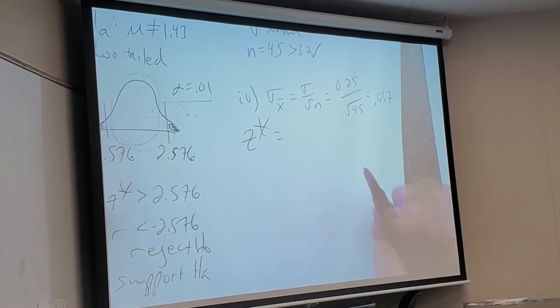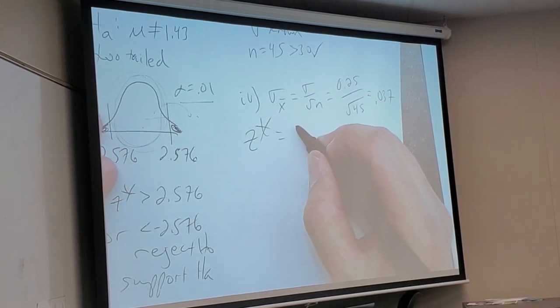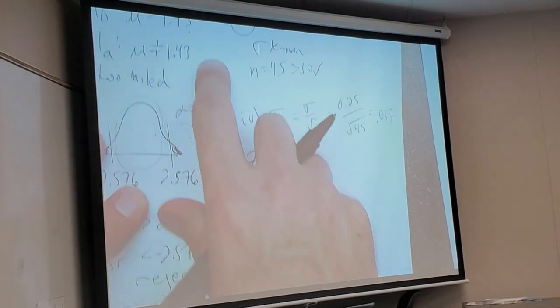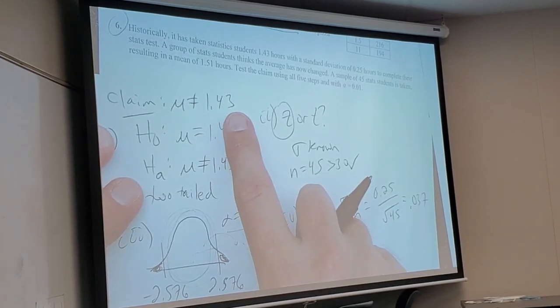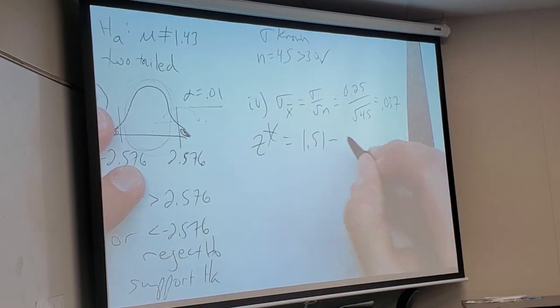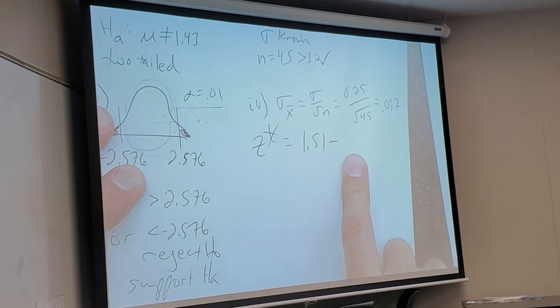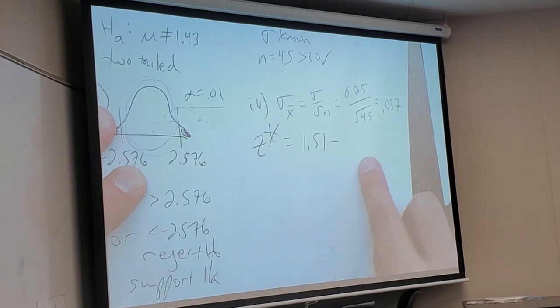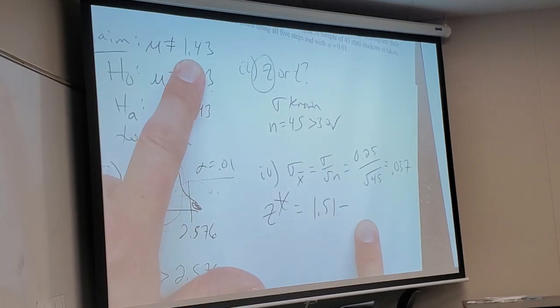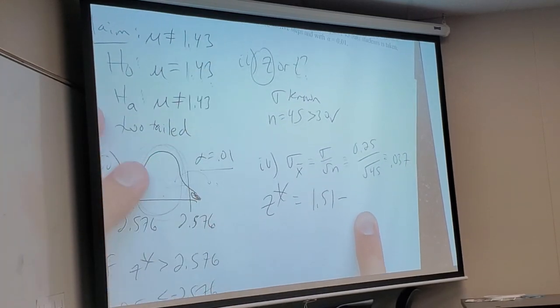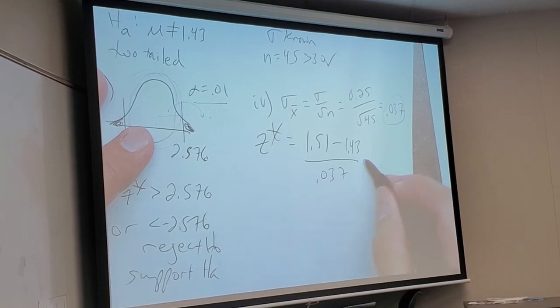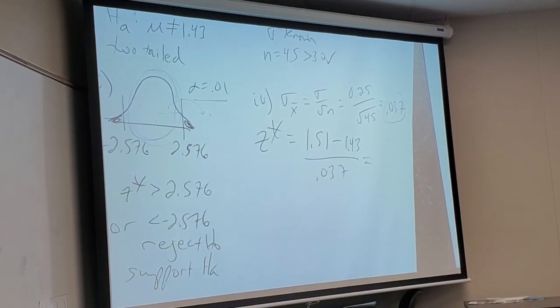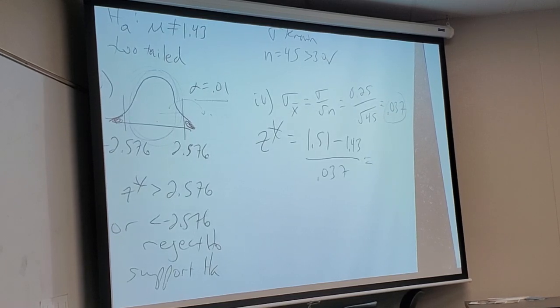And the formula for z-score never changes. It's always our data. What's our sample mean? 1.51. Minus what we're assuming the mean to be. So what number always goes here in a hypothesis test is going to be the number from the claim. We assume that 1.43 is correct. Divided by that new standard deviation. Should be 2 point something.